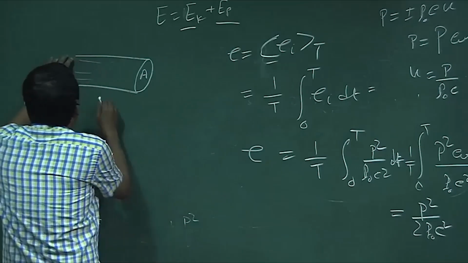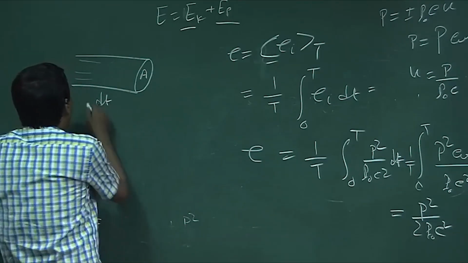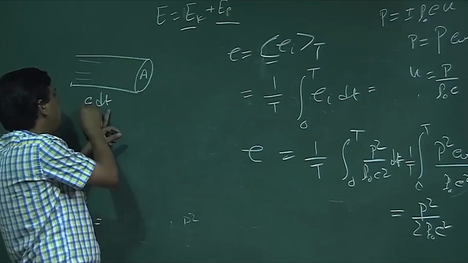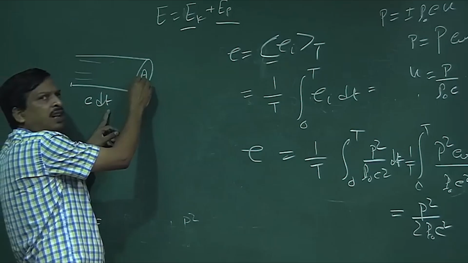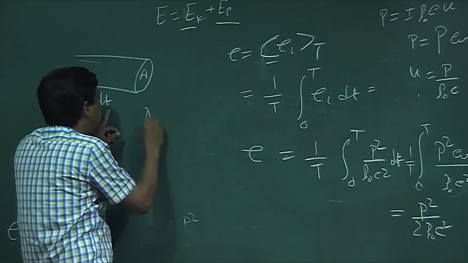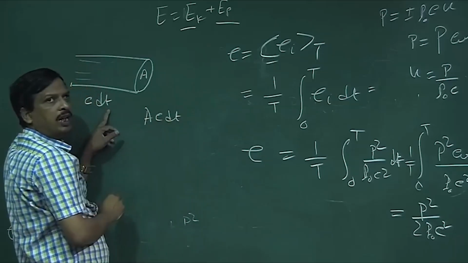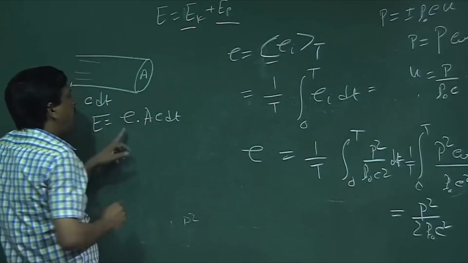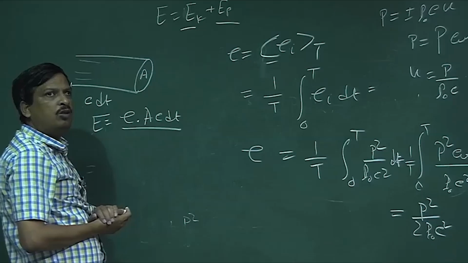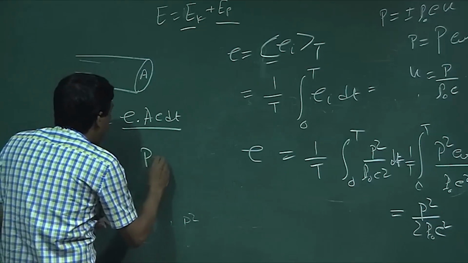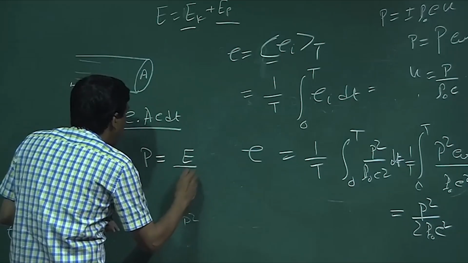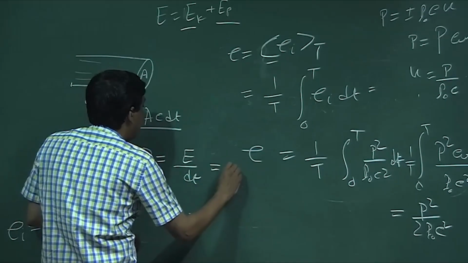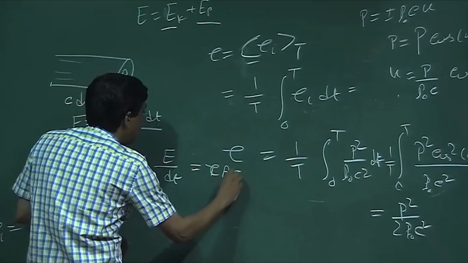So, for dt time, if the velocity of the sound is c, the length of the pipe will be c into dt. Within the dt time, c into dt length will be covered, and if the cross sectional area is A, then the volume is A c dt. The total energy E is the average energy multiplied by that volume. So, what is power? Power is nothing but energy per unit time. So, energy by dt, so power is nothing but E A into C.